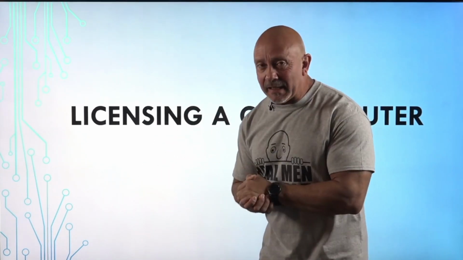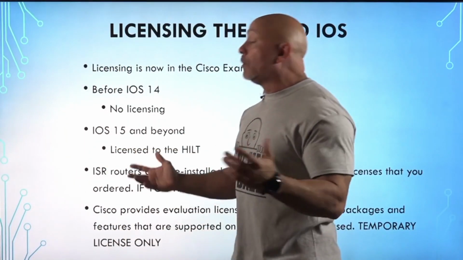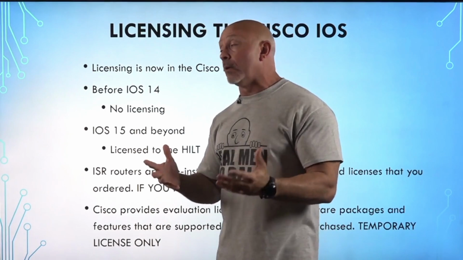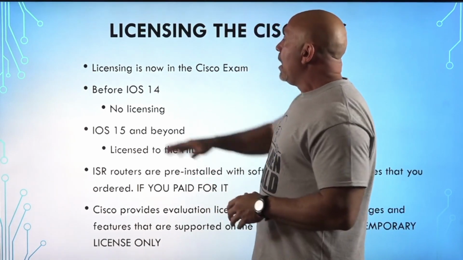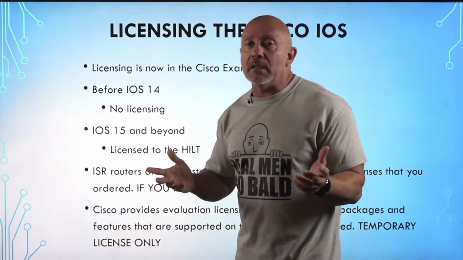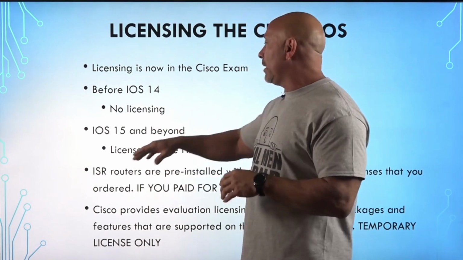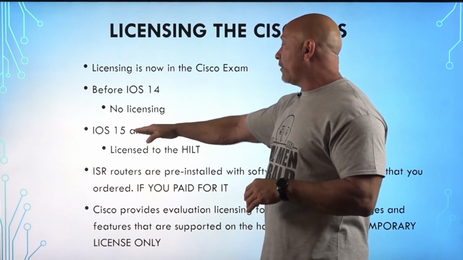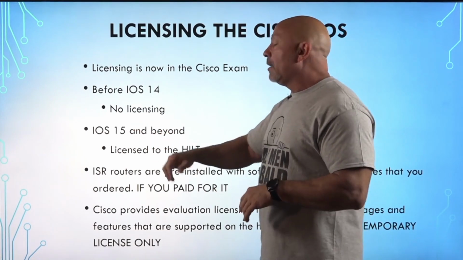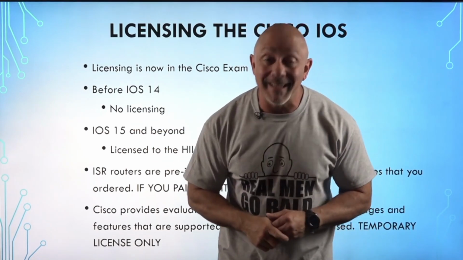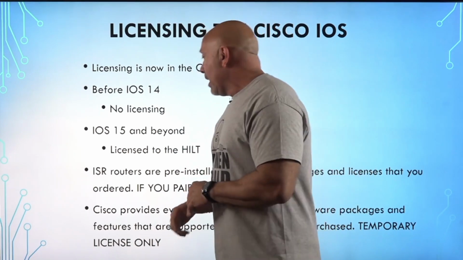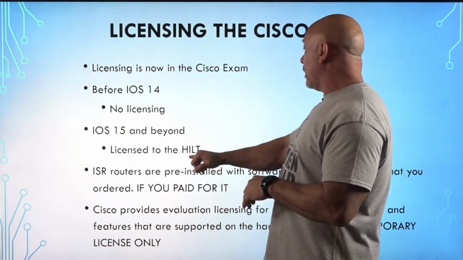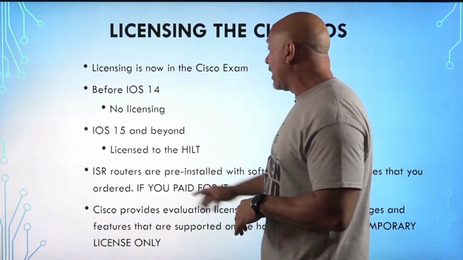Now we're going to go ahead and start talking about licensing. Yes, licensing a Cisco router. One of the things that they didn't do in the past, but they're doing now. So it's one of the new parts of the certification. Before IOS 14, there was no need for licensing. It was all based on an honor system, right? But after IOS 15 and beyond, they've licensed it, as it says there, to the hilt. To the hilt, okay? Now, integrated service routers are pre-installed with the software image licenses that you order.